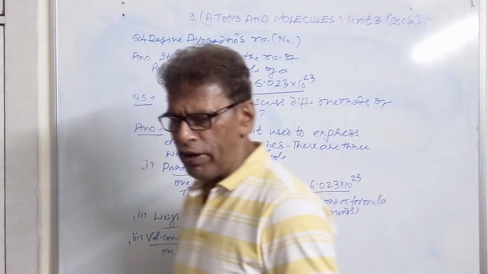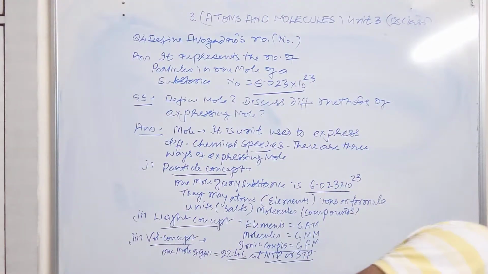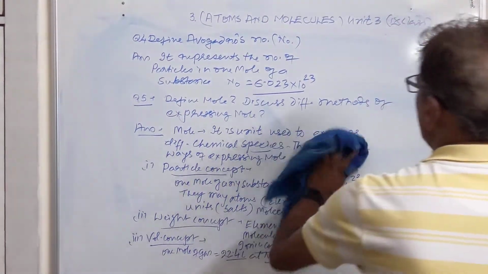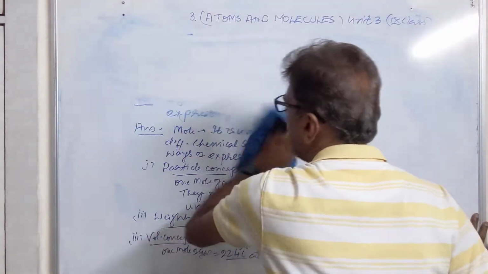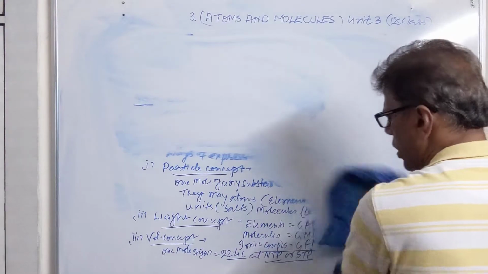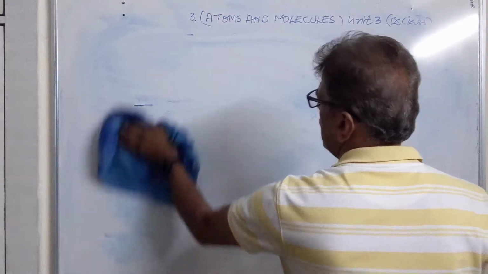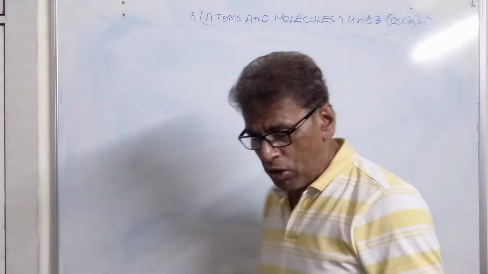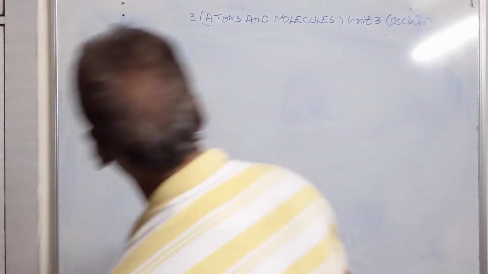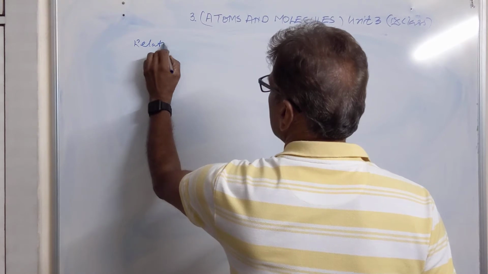So 1 mole of any gas of the universe will occupy 22.4 liters of volume at NTP, normal temperature, that is 273 Kelvin, and pressure of 1 atmosphere. This volume will never change. Whatever may be the nature of the gas, 1 mole will definitely occupy 22.4 liters of volume. Now, what is the relationship between these three concepts? So, we are taking the relationship.